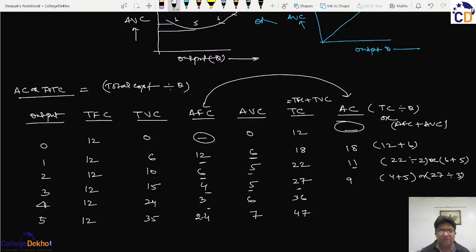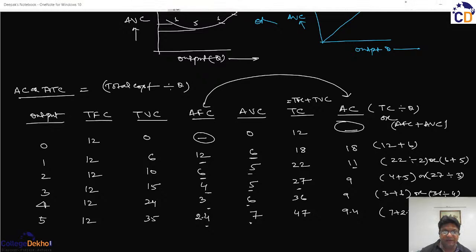Now it is 3 plus 6, 9. So it is 3 plus 6 or 36 divided by 4. And here it is 9.4. That is 7 plus 2.4 or 47 divided by 12, sorry, divided by 5.